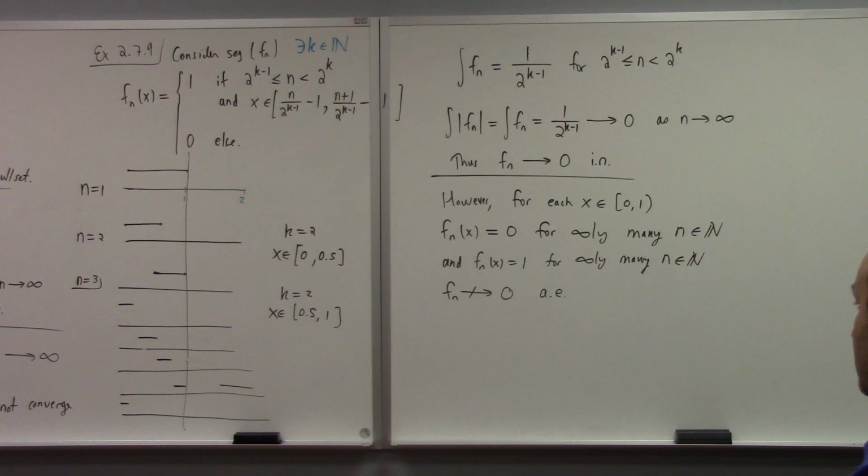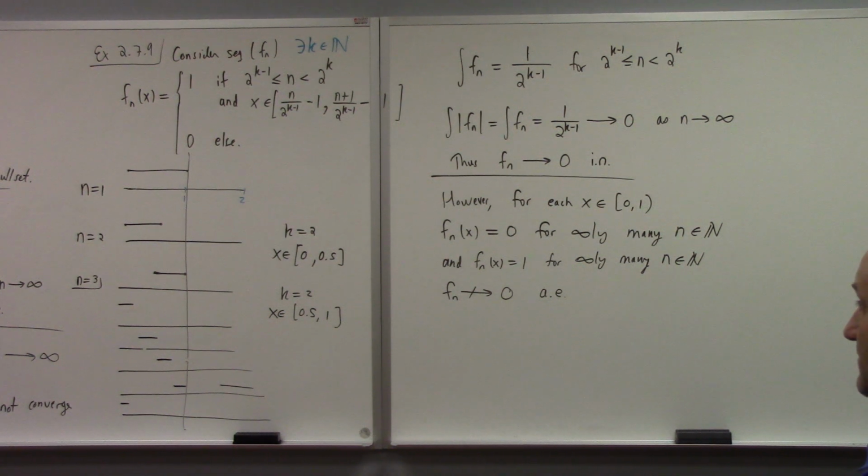So you can't keep it 0, you can't keep it 1. It's oscillating at each x forever and ever. But in a kind of complicated way, right? The oscillation is less and less frequent as n goes on.